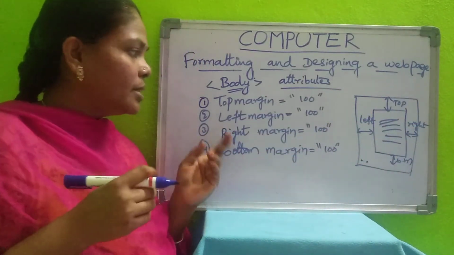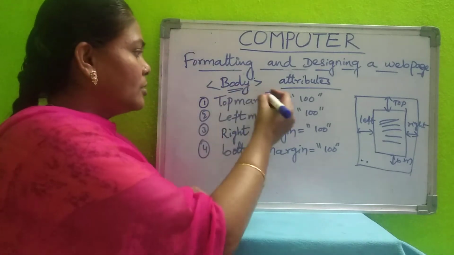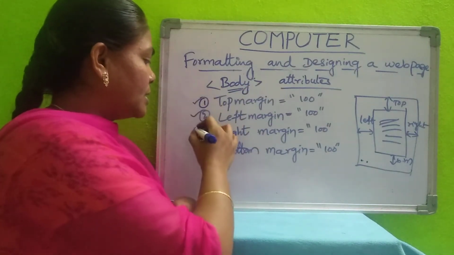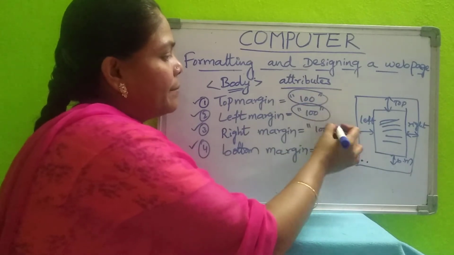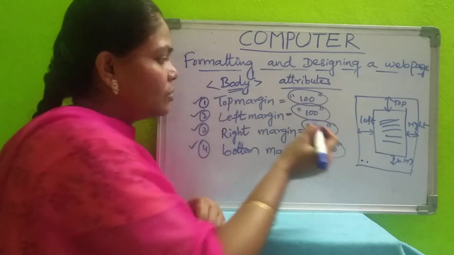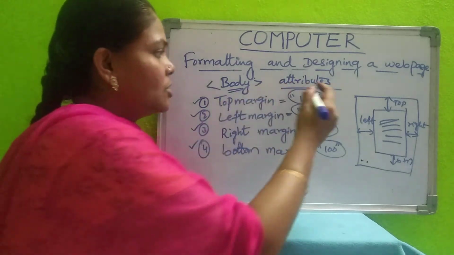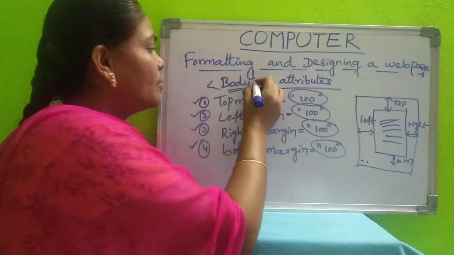Okay. You can mention the margins. How many margins can we give? Top margin, left margin, right margin, and bottom margin. Here you have to mention the number. How much gap you want, those many points you have to mention. And this will be in the body tag.